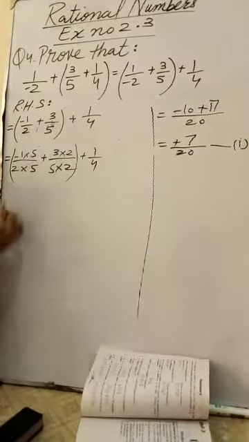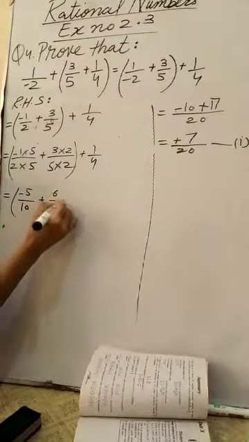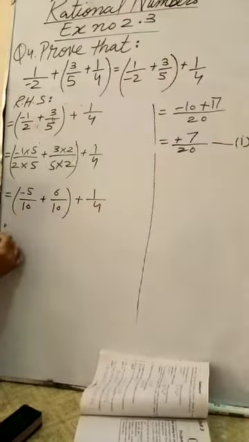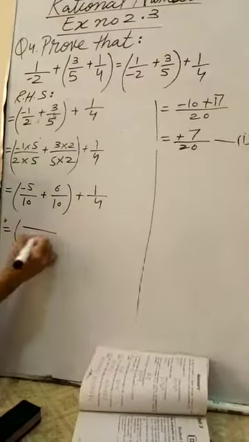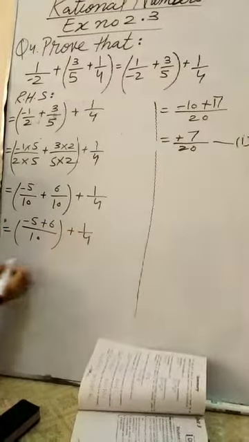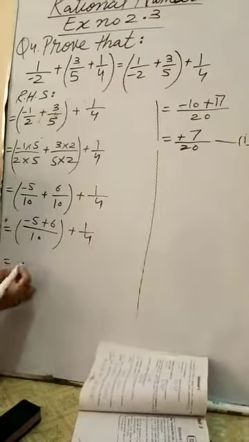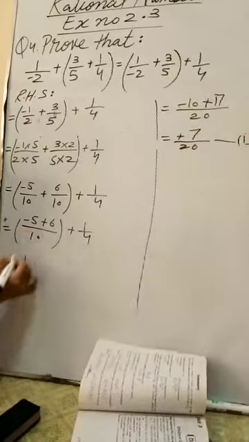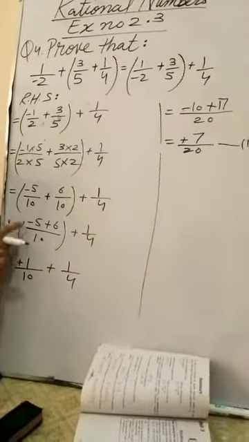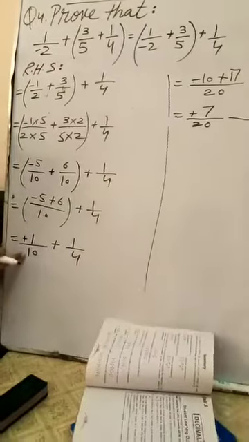Now multiply your values. Minus 5 over 10 plus 6 over 10. Now see, LCMs are the same. So take the common LCM. Minus 5 plus 6 plus 1 over 4. Minus plus minus. So 6 minus 5, 1. But sign of bigger value. Now you can remove the bracket because we got the single answer.